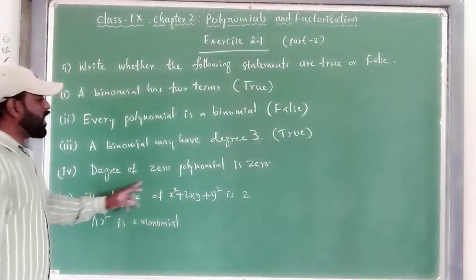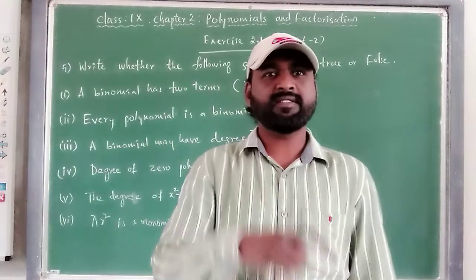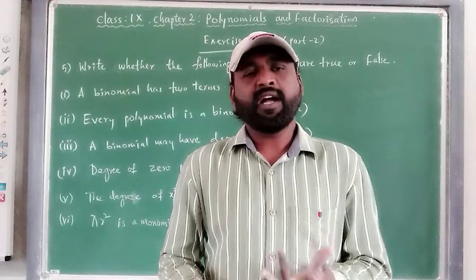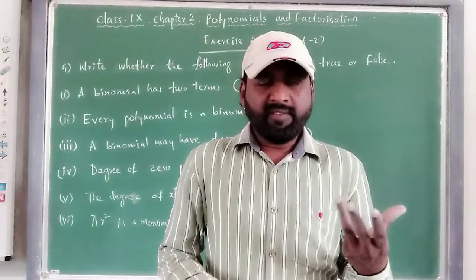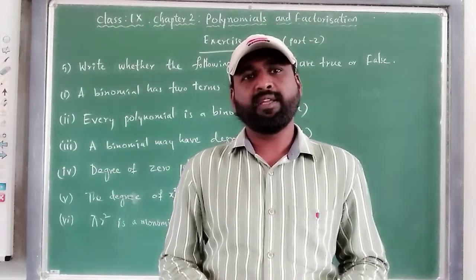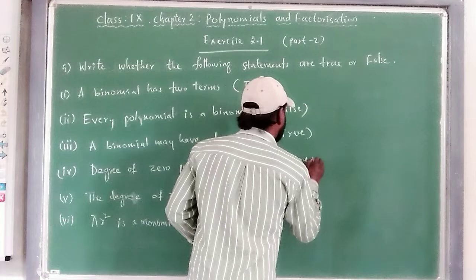Next, degree of a zero polynomial is 0, of course. Degree of a zero polynomial. 0 is a constant number. 0 is an integer which is not a variable. There will be no variable. 0 into anything is 0. So its degree is also 0. So it is a true statement.